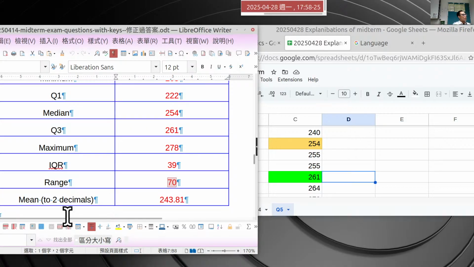And next question. What is the mean? I still have some time to explain this. Maybe 10 more minutes. If you are busy, you can leave the classroom now.